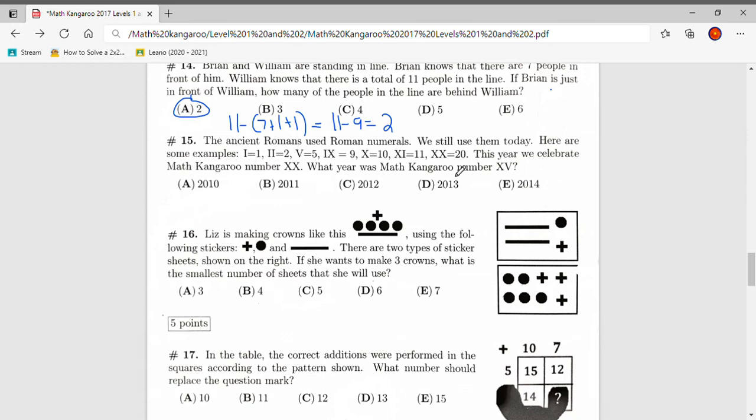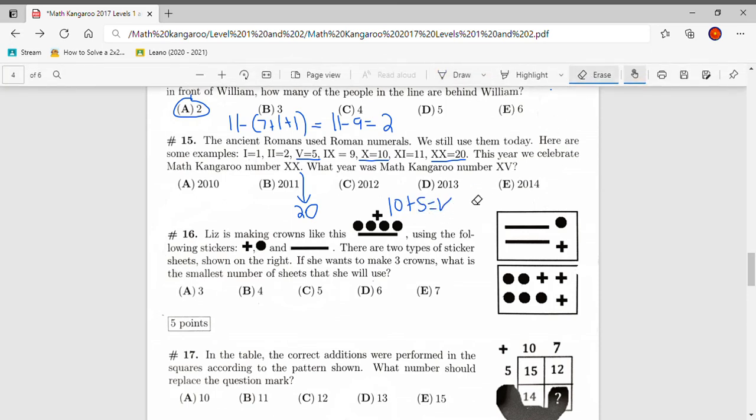So, as we can see, XX equals 20. So, right now we celebrate Math Kangaroo year 20. And here it asks what year was Math Kangaroo number XV, and XV is equal to 15. How do I know that? Well, X is 10. So, 10 plus V, which is 5, equals 15.